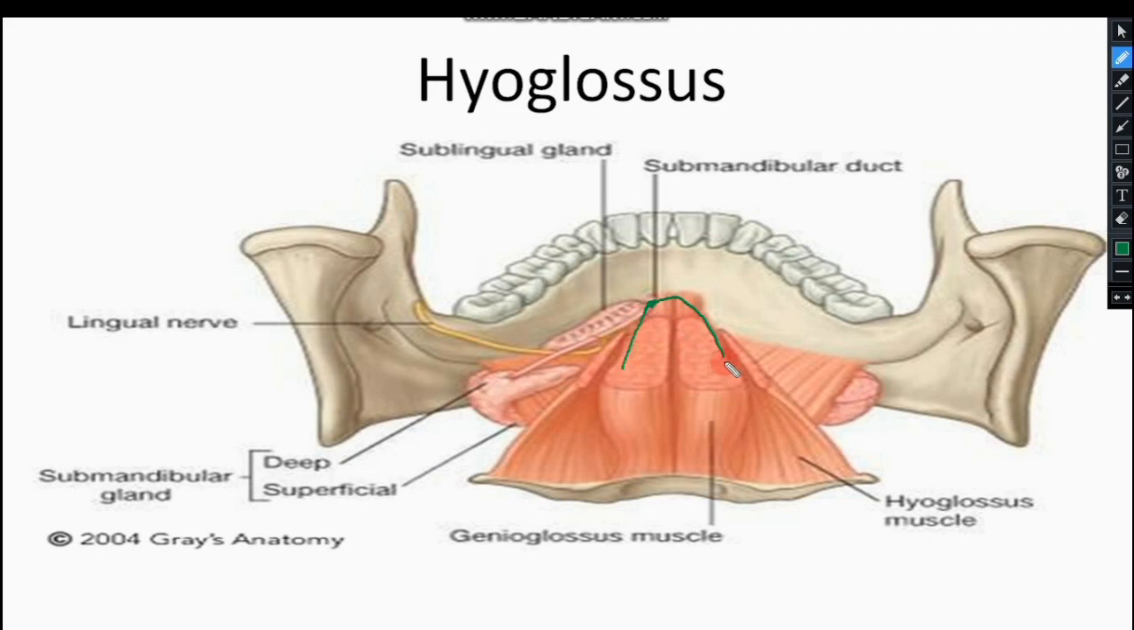This is the tongue, and we can see the hyoglossus muscle here. They originate from the hyoid bone, from the greater cornu and the lateral part of the body. The greater cornu of the hyoid bone you can see here; I have written B for the body and GC for greater cornu.